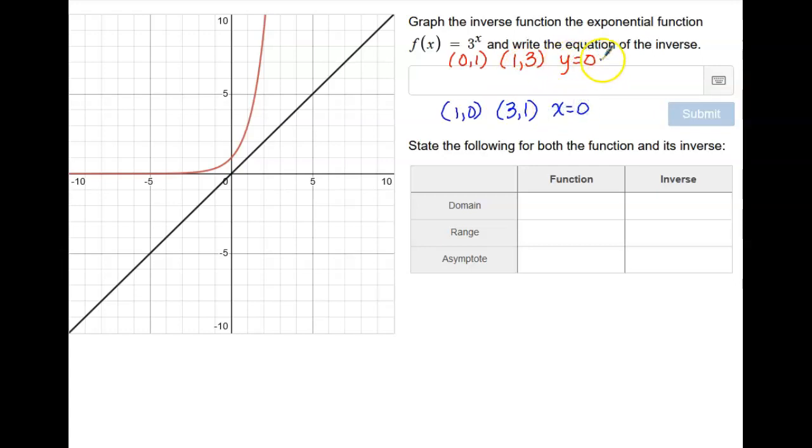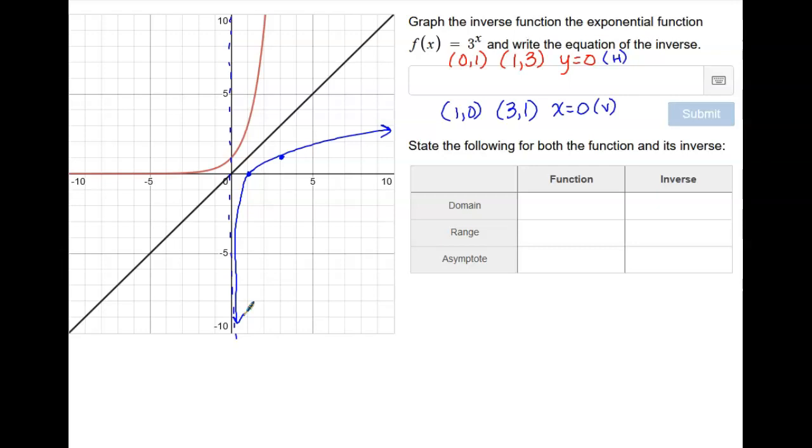So remember, this is horizontal, this is vertical, okay? So our new asymptote for the inverse of the exponential function is going to be this. Our points are going to be (1, 0) and (3, 1). And so this is going to go up like this, and this is going to come down like this and get really, really close to that asymptote.